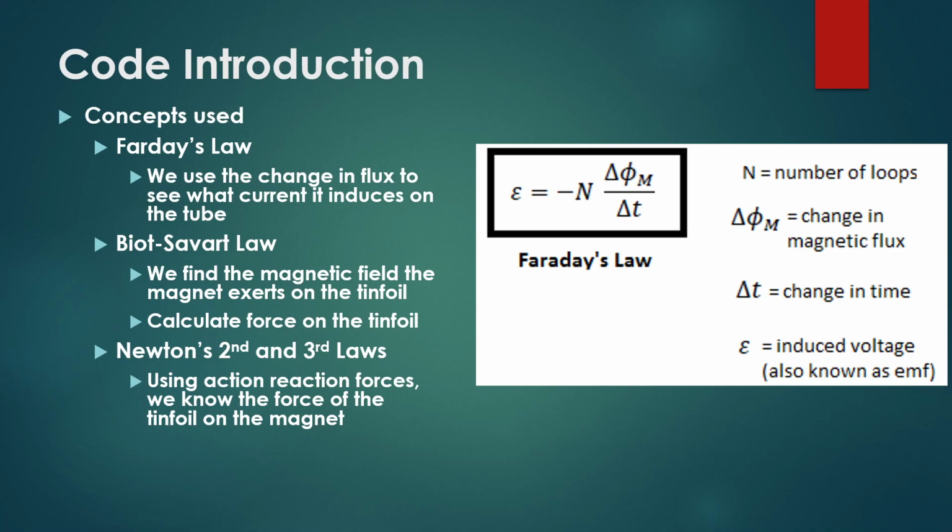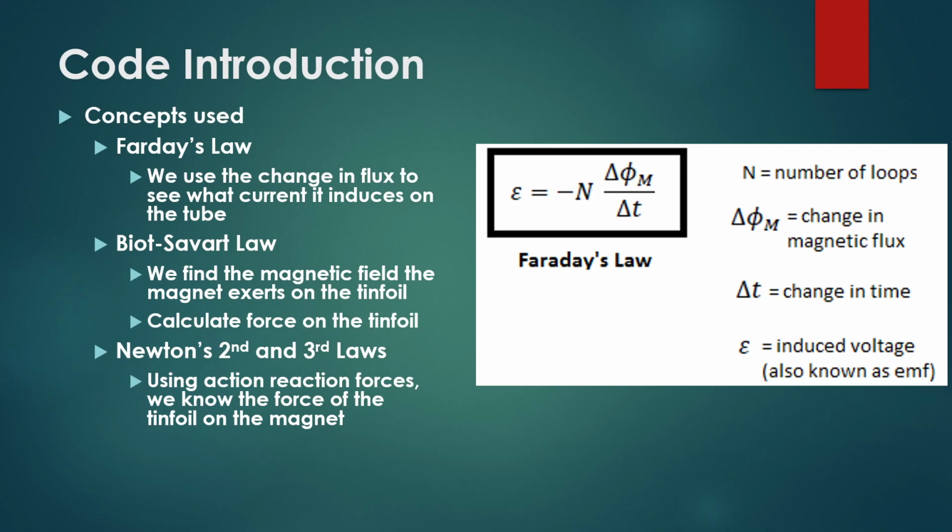Now the code introduction. We used some code here, but in order to do that, we needed some physics concepts first. First we wanted to use Faraday's law to see the change in flux and what current it induces on the tube. Why do we want to do that? Well, we also wanted to use the Biot-Savart law to find the magnetic field from the magnet that exerts on the tinfoil. We wanted to calculate the force on the tinfoil, and using Newton's third law, the action-reaction forces, we want to know the force of the tinfoil on the magnet.